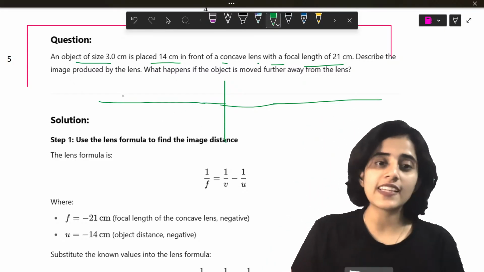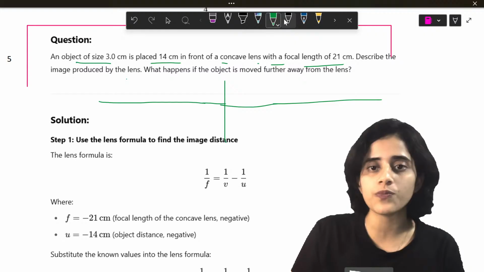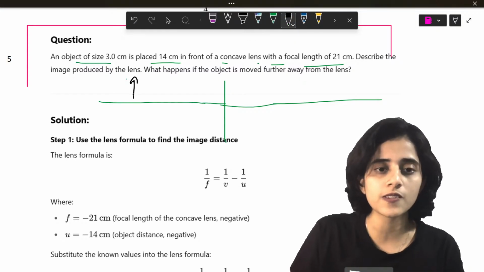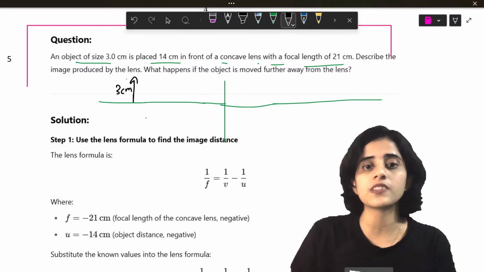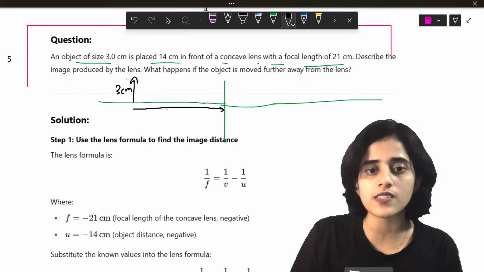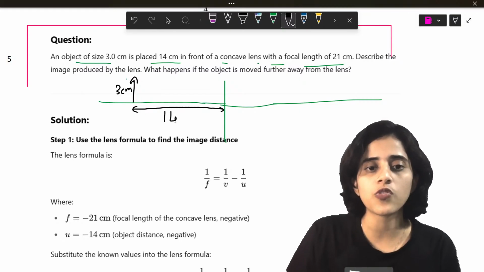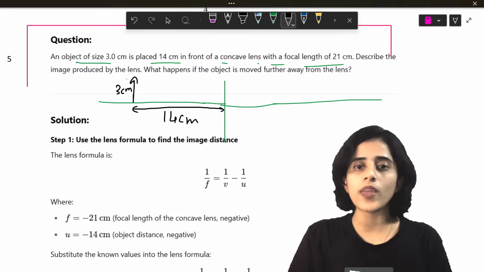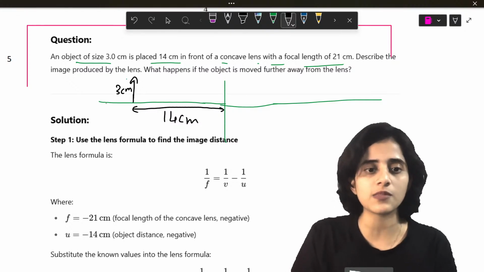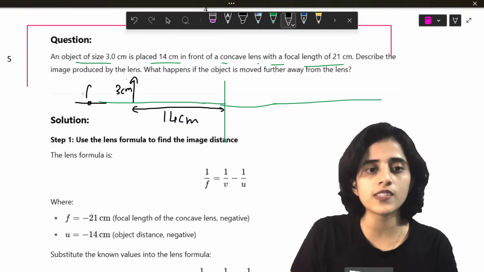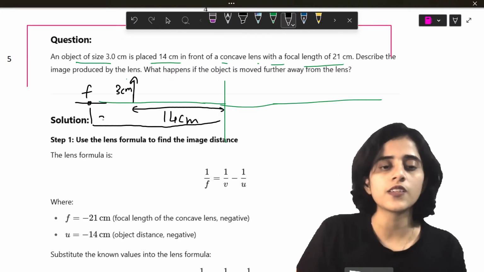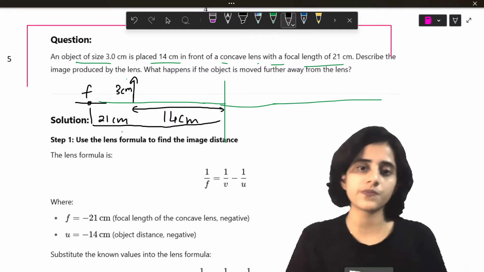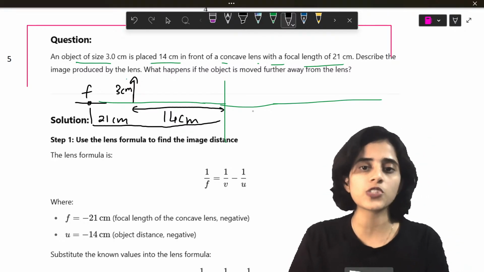An object of size 3 centimeter. So, this is the object. The height of the object is 3 centimeter. It is placed 14 centimeter in front of the lens. So, this distance is 14 centimeter with a focal length of 21 centimeter. So, focus is here. This is 21 centimeter. Describe the image produced by the lens.